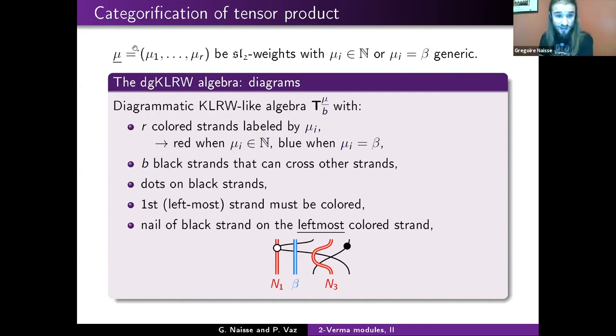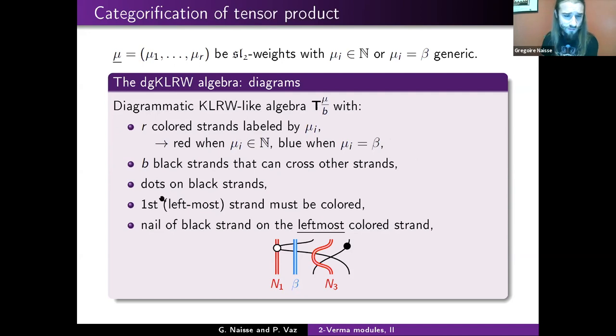So I fix this, and then I can construct my DG KLRW algebra, and I do it by generators and relations. And my generators are in the form of diagrams. So I consider braid-like diagrams where I have r colored strands, so one for each weight, so one for each tensor factor. And they are labeled by the weights, of course. And I want to draw them in red when the weight is dominant integral, as Webster does, basically, and in blue when it is generic. So this is just a mnemonic color. And then I put b black strands, and these black strands can cross other strands and carry dots. And basically the number of black strands will tell you in which weight space you are. So the more black strands you have, the lower in weights you are.